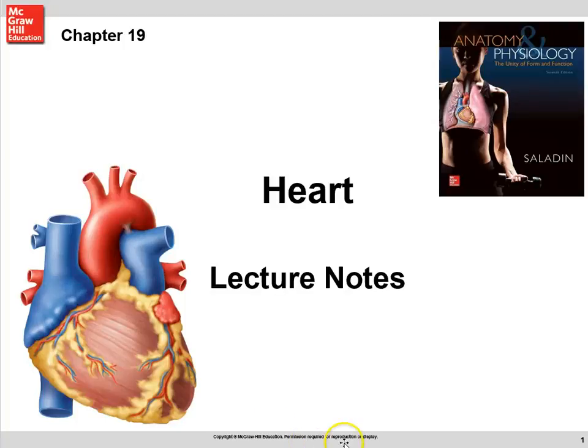This is the second chapter in our series on the circulatory system. In this chapter, we'll take a look at the heart, both its anatomy, its relationship to blood and blood vessels, and the physiology of how it works.